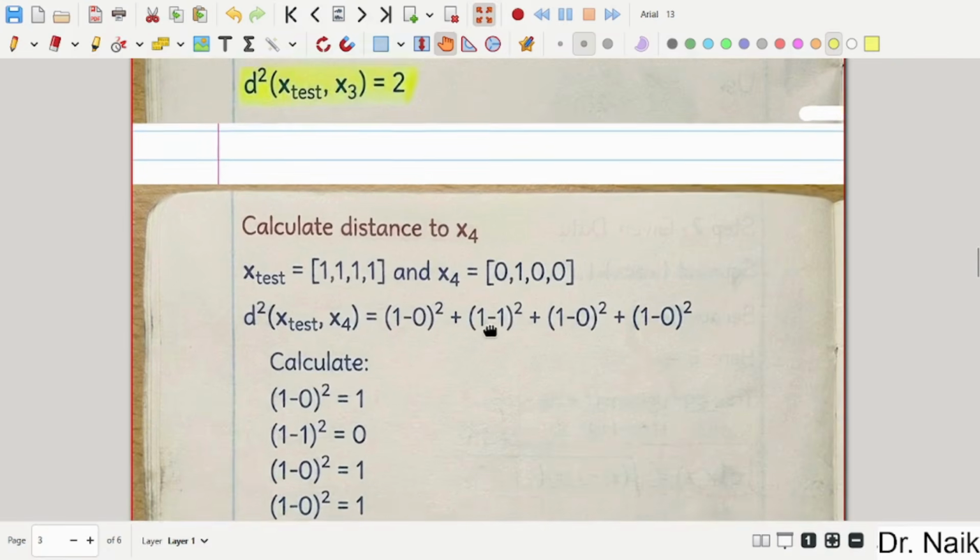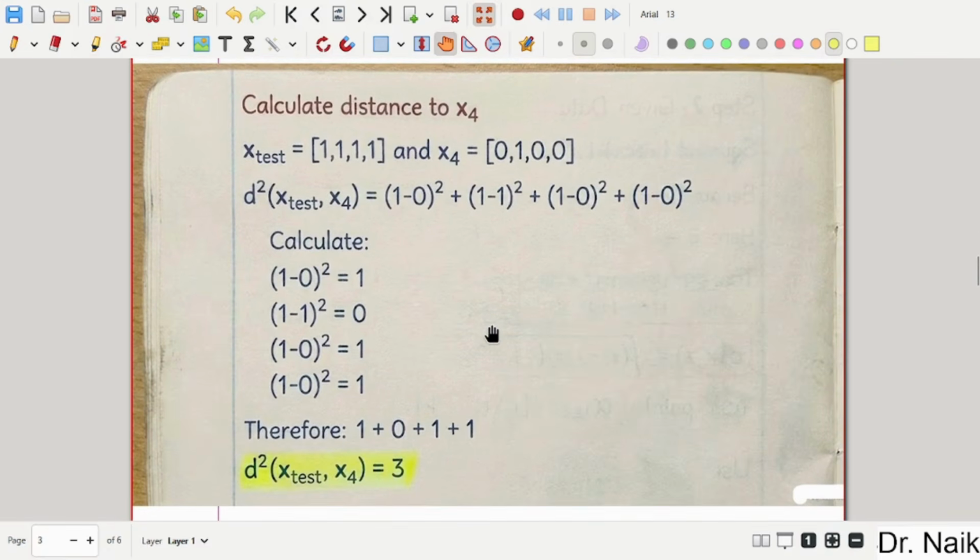Now calculate the distance between the test point and x4. It is (1 minus 0) square plus (1 minus 1) square plus (1 minus 0) square plus (1 minus 0) square. So it is 1 plus 0 plus 1 plus 1, which is 3. So the distance between the test point and feature vector x4, that is d square, is 3.